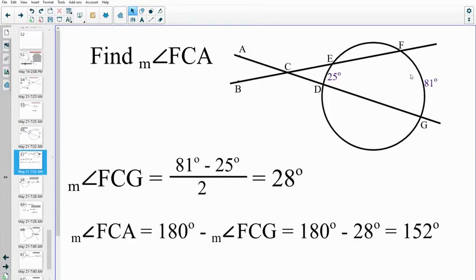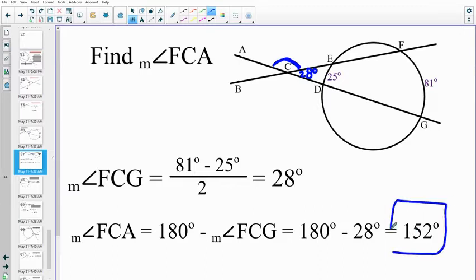So that's the idea on this one. Take these two intercepted arcs, find the difference, 81 minus 25. 81 minus 25 is 56. 56 divided by 2 is 28. So this angle here is 28 degrees. I'll squeeze that onto my diagram. That's angle FCG that has these as the intercepted arcs, but I'm looking for this angle out here. Since these two are a linear pair, let's just take 180 minus 28 to find that one. And that angle is 152. 180 minus 28 gives us 152.